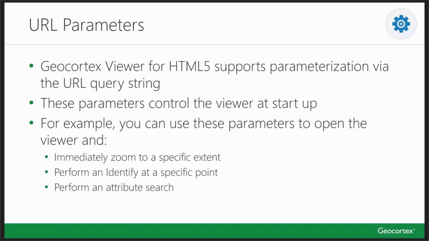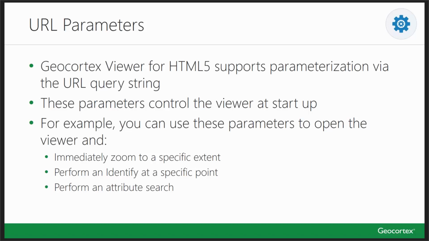Those parameters could set the specific extent on whatever items you chose in your third-party application, or identify those areas, or perform some sort of search within the viewer. So it's a predefined URL that's created from the external system.